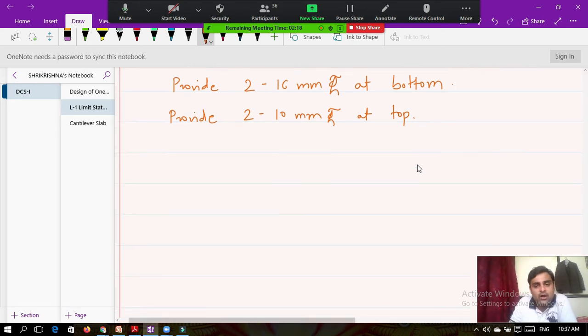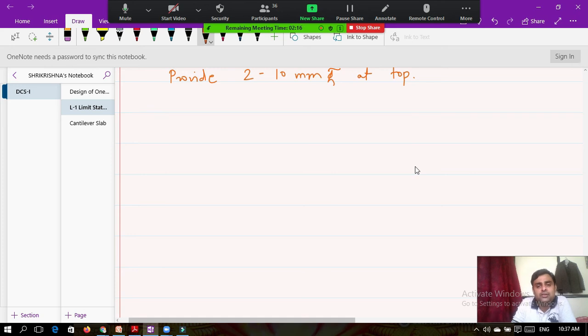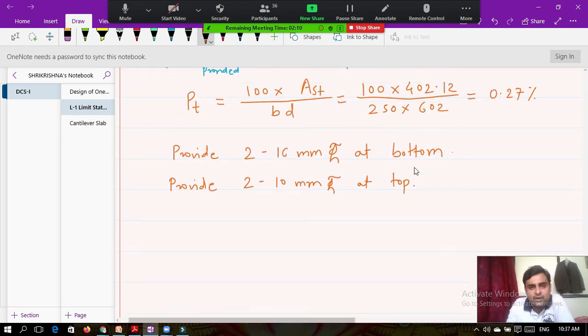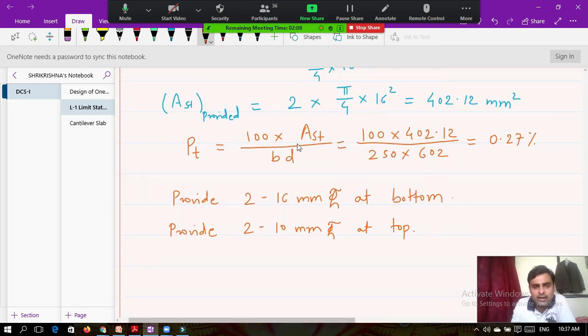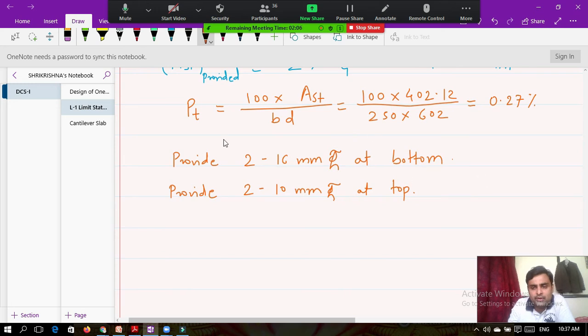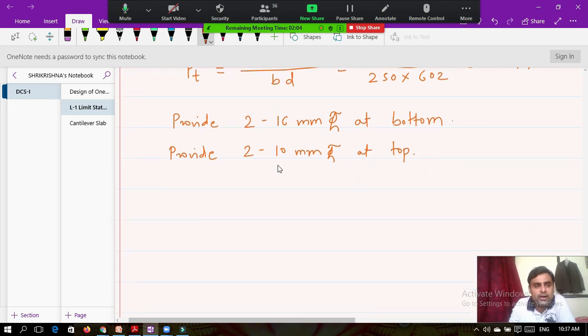So now after this we have to take the check for shear force, and we need to take the check for deflection. Okay, so if I show you the diagram here now, for why we are providing these two steel, I will just tell you with this simple diagram.